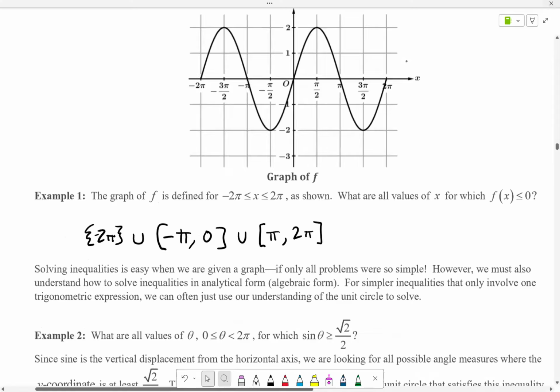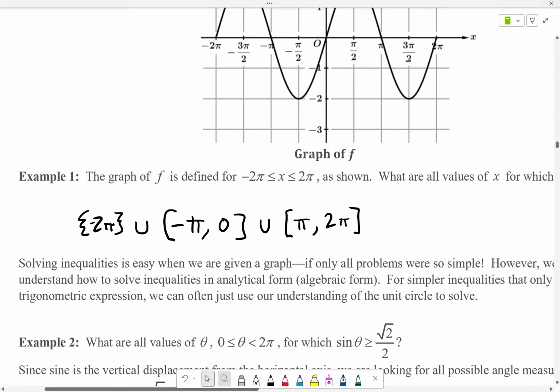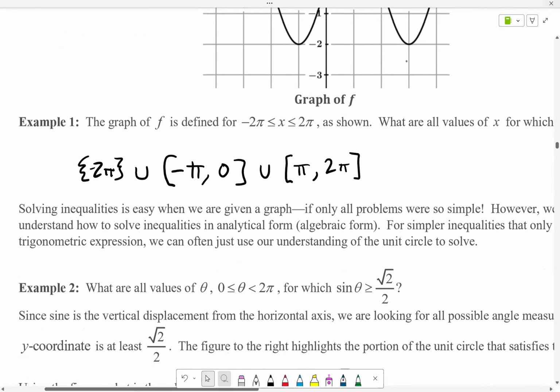So we're going to do another type of inequality. What are the values of theta between 0 and 2 pi for which sine of theta is greater than or equal to root 2 over 2? I'll give you a moment to think about this.